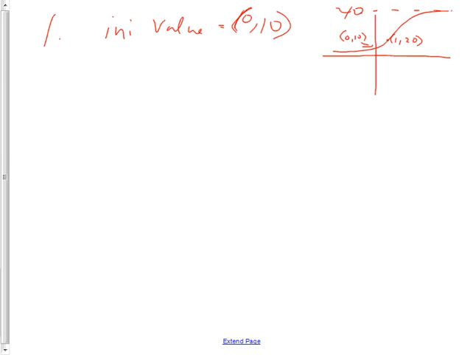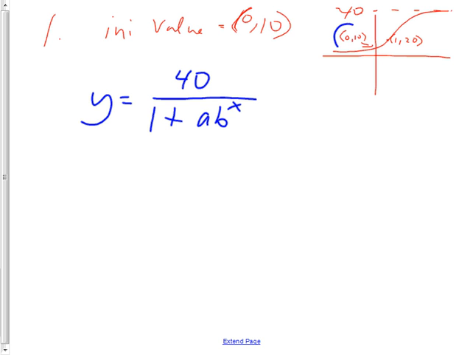Is that what the problem wants us to do? No, it says find the logistic function. So we got to write the equation for this. So first step of writing the equation, y equals the limit to the growth on top, which is 40, over 1 plus ab to the x. And no, you can't just stick in a is 10. Hopefully you haven't already forgotten that. This 0, 10, we're going to stick into the x and the y here. X is 0, y is 10.